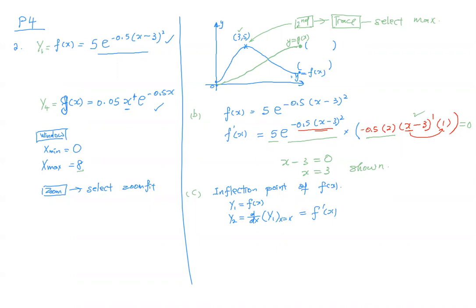So now you go to your GC. Make sure only y2 is highlighted. You have that? Yes. After you get your y2 highlighted, you straight away go to zoom fit, because your domain is set already. So there will be a graph coming up.